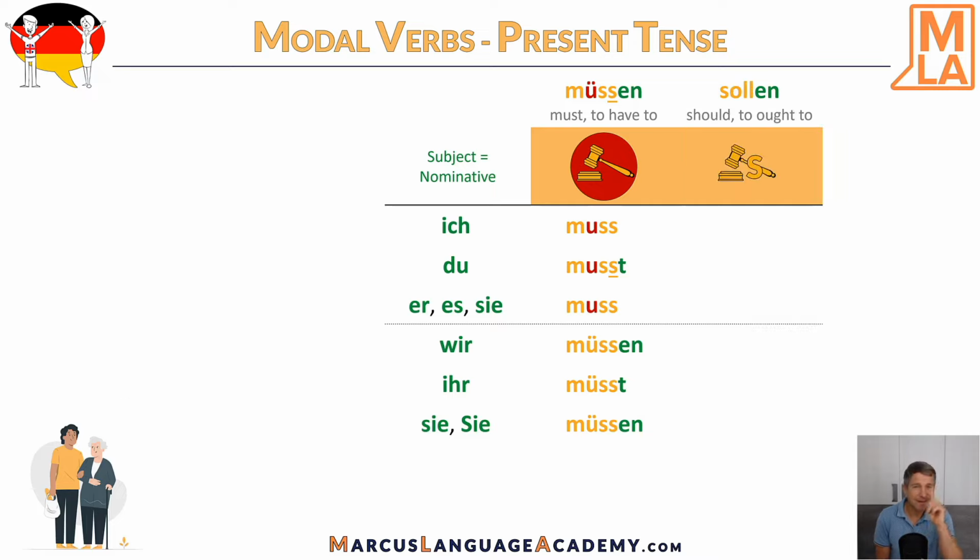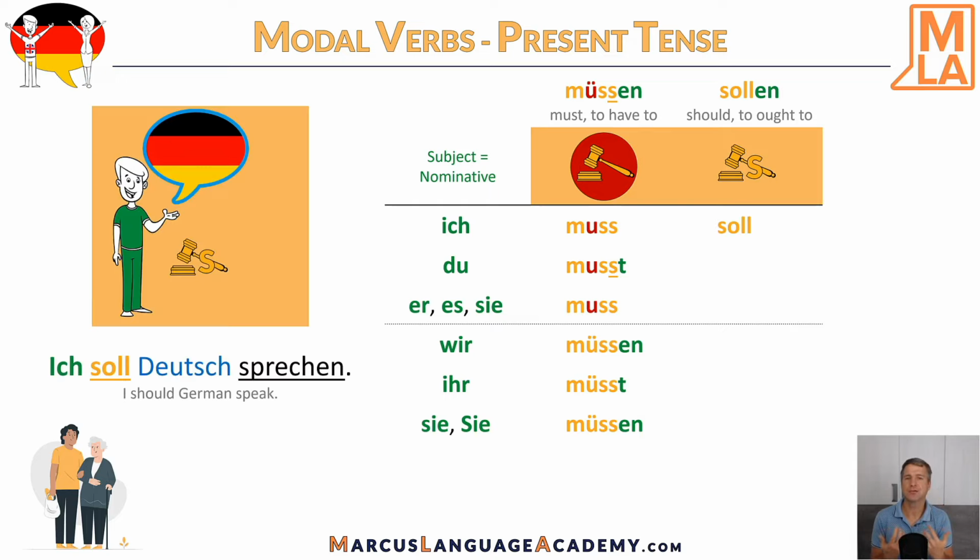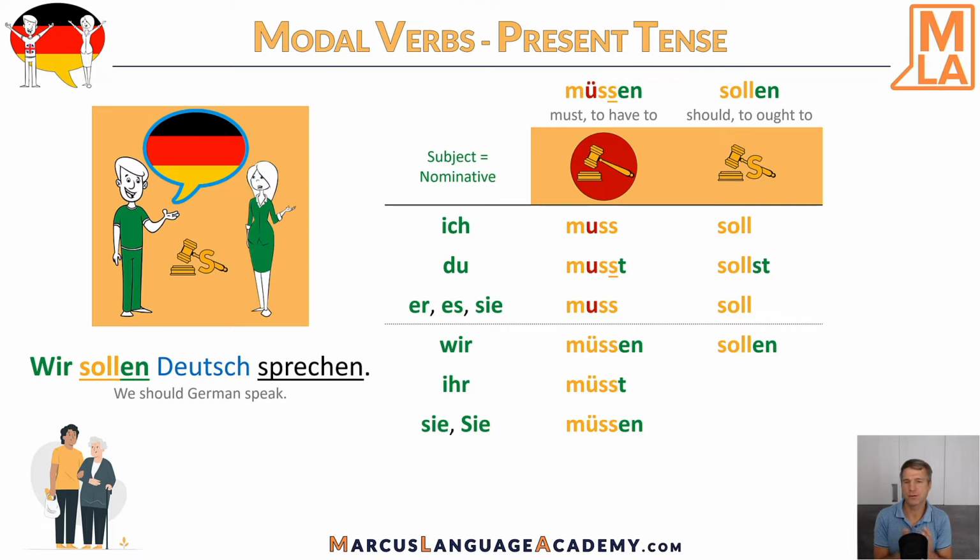Because sollen doesn't have an umlaut, all forms are regular. Ich soll. Ich soll Deutsch sprechen. I should German speak. Followed by du sollst und er soll. And plural is obviously regular again. Wir sollen Deutsch sprechen. We should German speak. And the rest is ihr sollt und sie sollen.